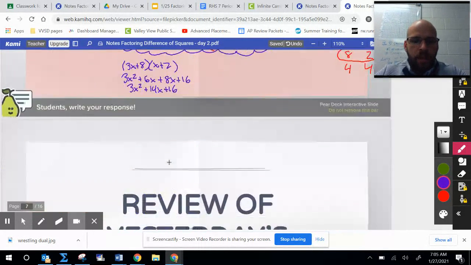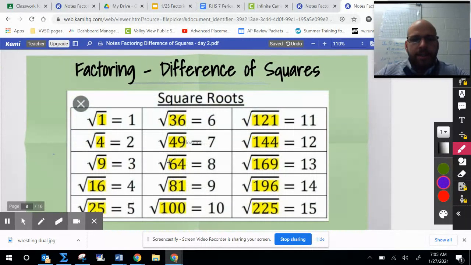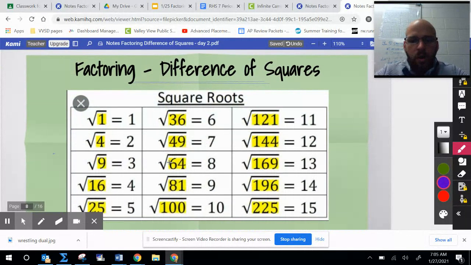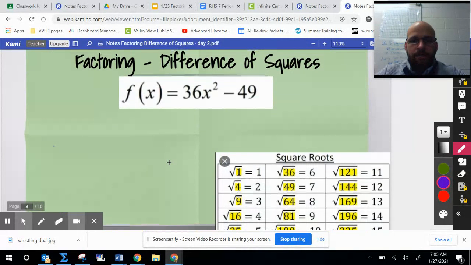Okay. Now, let's review what we did in the last lesson. We discussed difference of squares. So we need to know all of these perfect squares. A lot of them you're probably familiar with. I think we all know the square root of 49 is 7. The square root of 25 is 5. You would know more of these probably than you think you do. All right. And I even put this little chart on each slide.